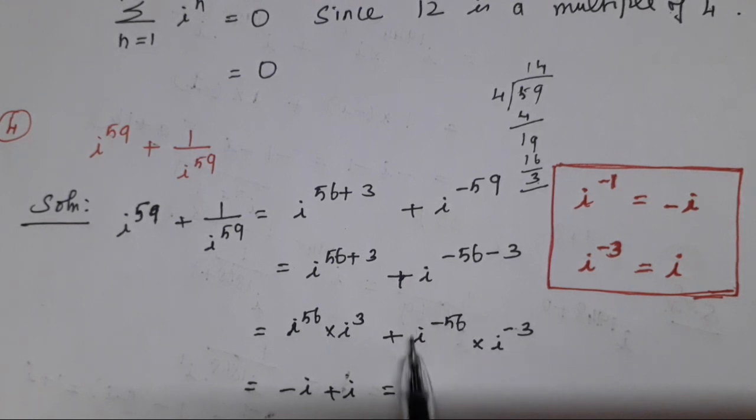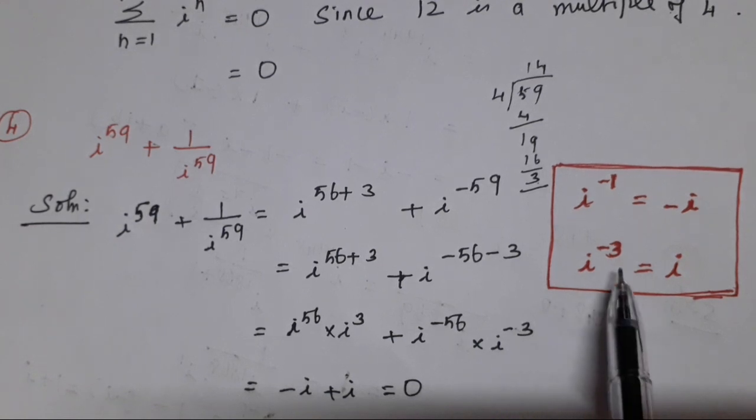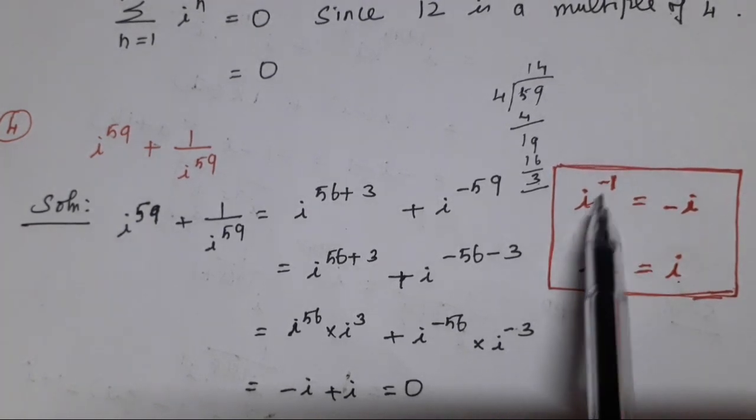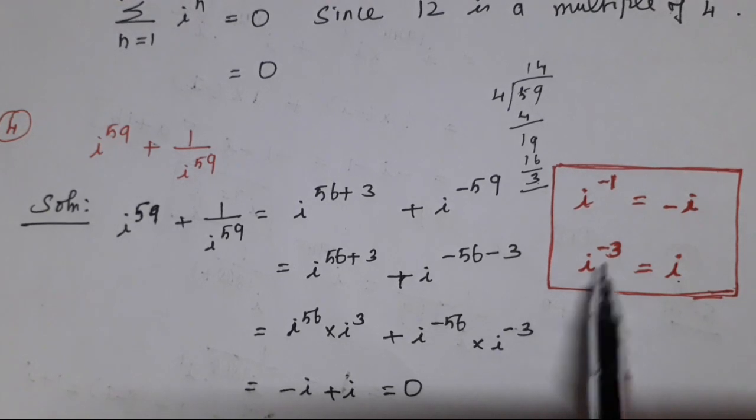Either it is negative or positive, the value of i power multiples of 4 is nothing but what? The value becomes 1. See the remainder value. The remainder is what? i power minus 3. i power minus 3 is nothing but what? Plus i. Keep it in mind. i power minus 1 is minus i. i power minus 3 is i.